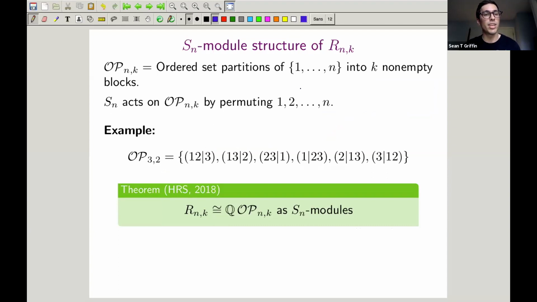Let OPnk be ordered set partitions into k blocks. And Sn acts on that set just by permuting the letters 1 through n. Here I've given an example with 3 letters and 2 blocks. And they were able to prove that this ring, as an ungraded module, is isomorphic to the formal linear span of those objects.